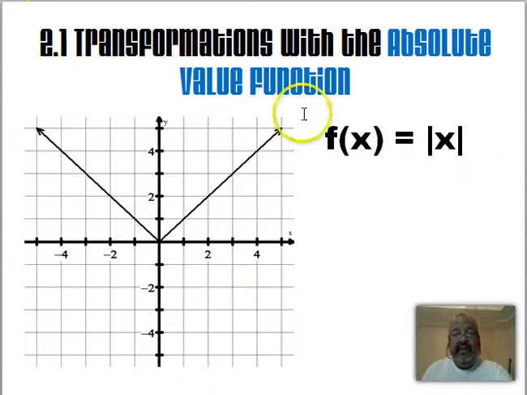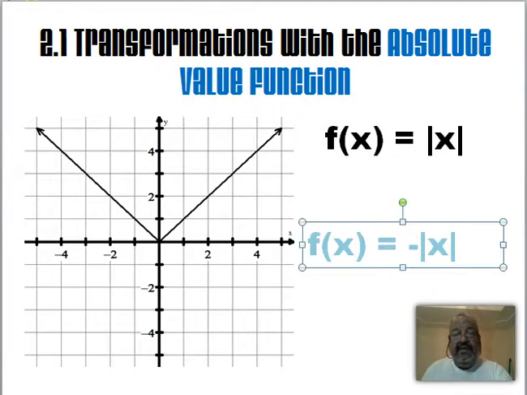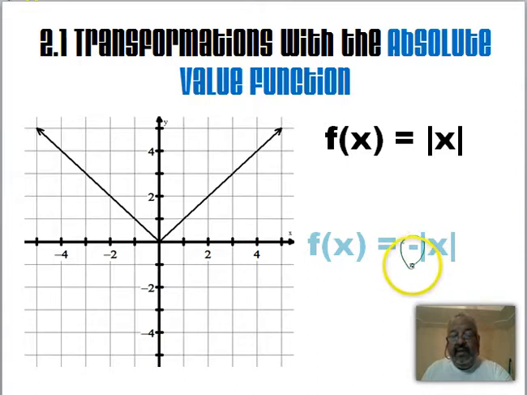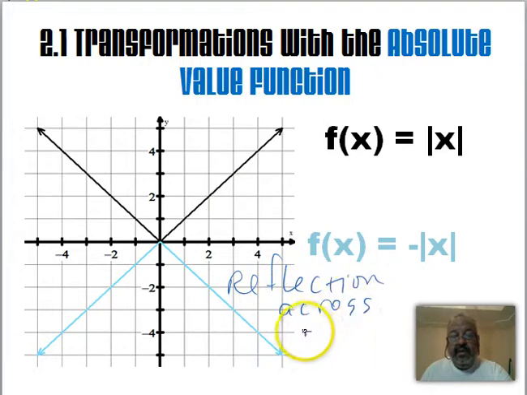Here's absolute value again. Now what are we going to do this time? This time we're going to do a minus sign on the outside. Notice this is on the outside. What is the negative on the outside going to do to our graph? Well, there it is. It's going to reflect across the x-axis. This is a reflection across the x-axis. That's when it's outside.